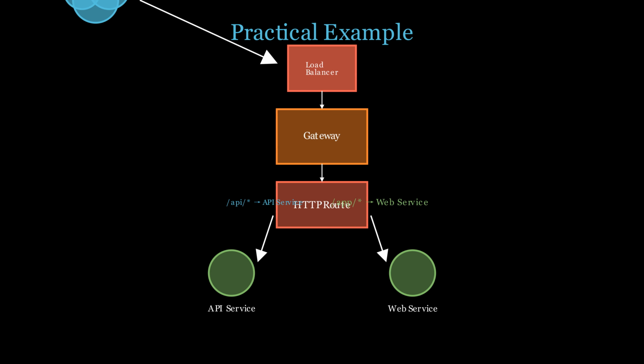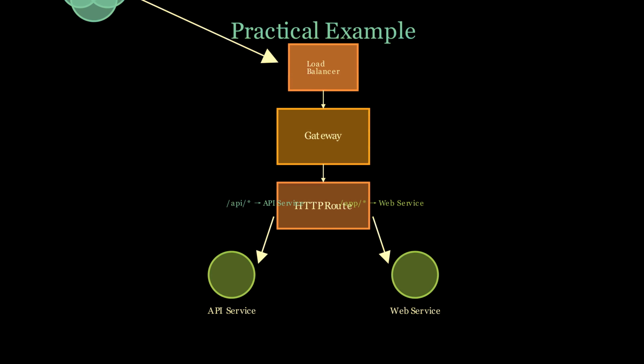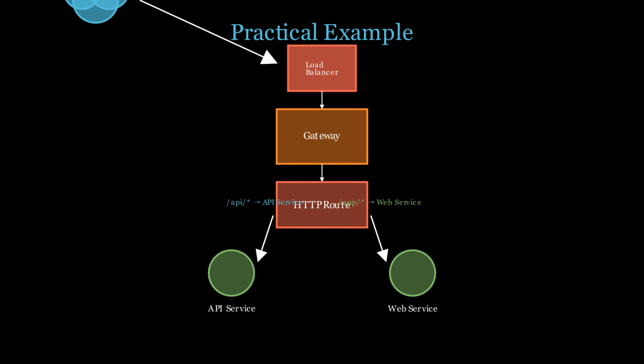Requests to paths starting with /api are routed to the API service, while requests to paths starting with /app are routed to the web service. This demonstrates path-based routing, one of the core capabilities of Gateway API. This example shows how Gateway API enables sophisticated traffic management patterns that are difficult or impossible to achieve with traditional ingress resources.